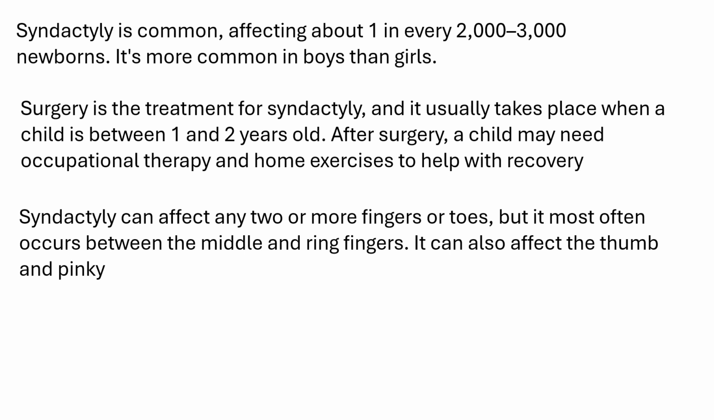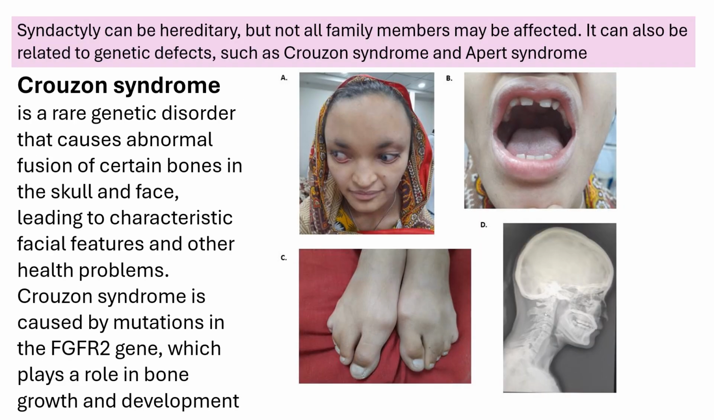Syndactyly can affect any two or more fingers or toes. So syndactyly is not just toes. At times, patients may come in with issues with regards to their fingers as well. It can not only impact your lower extremities, but it can also impact your upper extremity. It most often occurs with the middle and ring fingers. It can also affect the thumb and the pinky. So this is just the upper extremity.